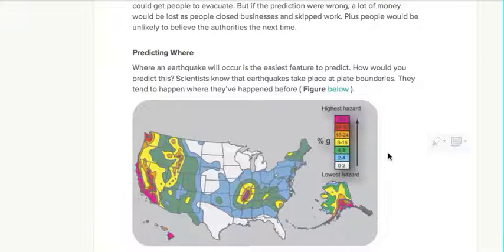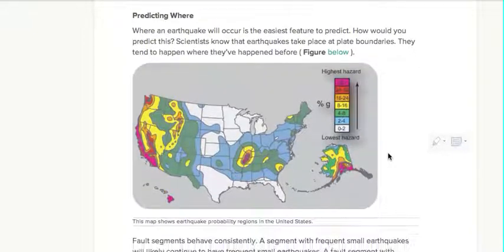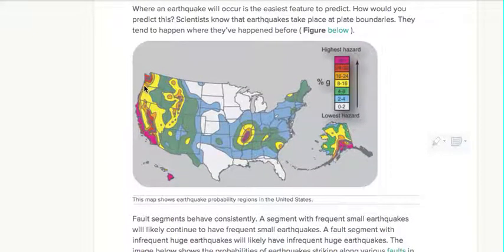Predicting where. Where an earthquake will occur is the easiest feature to predict. How would you predict this? Scientists know that earthquakes take place at plate boundaries. They tend to happen where they've happened before. You can see right here, most earthquakes occur here in the United States.